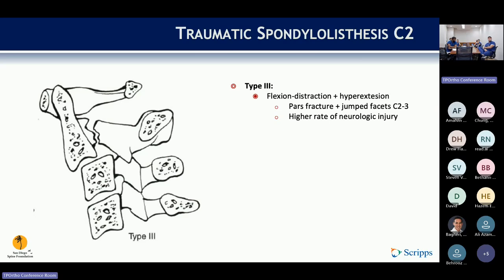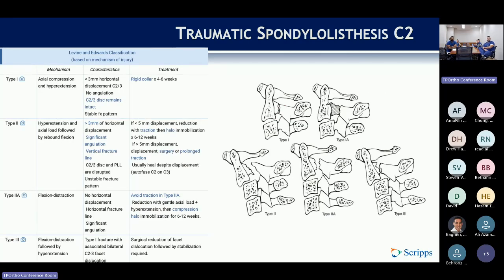And with that, here's an overview in summary of these 3 types. Again, things to note: type 1 is less than 3 millimeters of displacement. You do notice that the C2, C3 disc is intact. It is indeed stable, and so you can put them in a collar for 4 to 6 weeks. Type 3, you do have disruption of the C2-3 disc, and the PLL is disrupted, conferring instability.